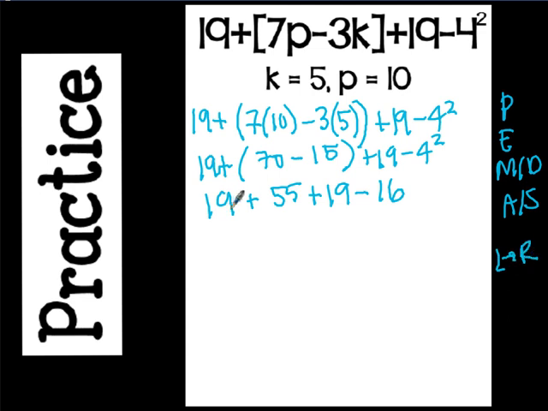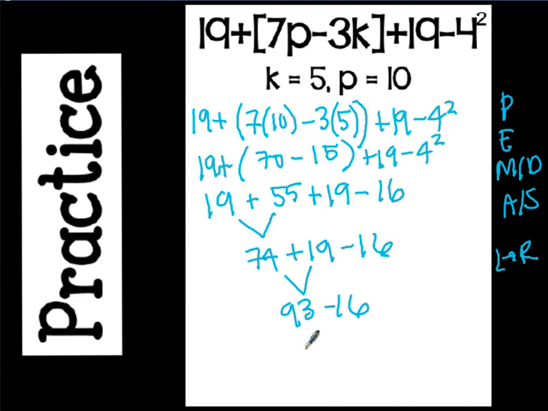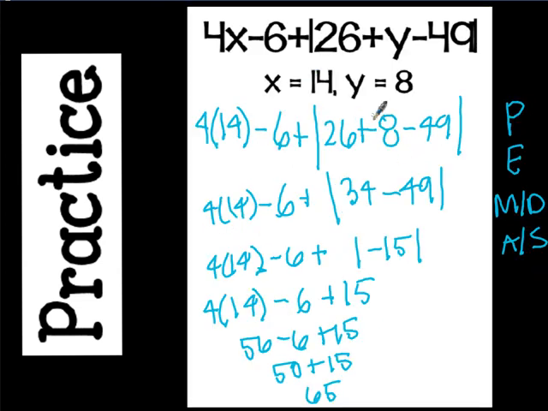So first I'm going to do 19 plus 55, which is going to give me 74. Then I've got plus 19 minus 16. So 74 plus 19 is going to give me 93. And then I subtract 16. So 93 minus 16 will give me 77. And this is my final answer. And I just realized that in this problem I forgot to put my 8 in parentheses. So shame on me. Don't forget to do that because it's super duper important.